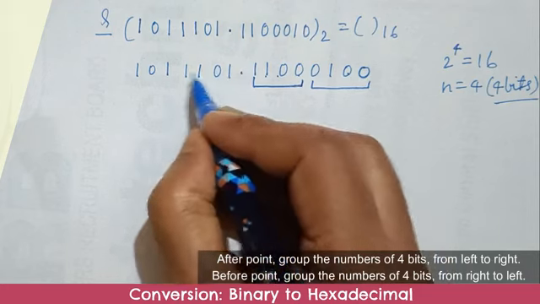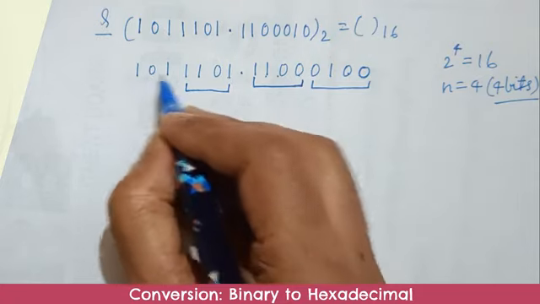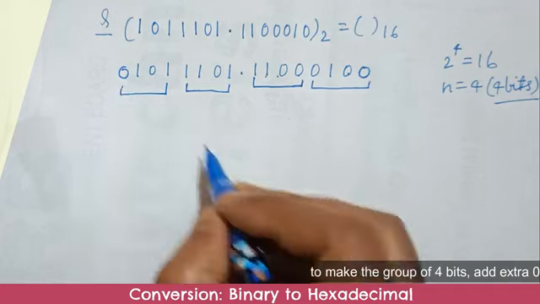Now, here in the integral part, just before the point, group the number in 4 bits, starting from right to left direction. Still 1 bit is missing. To make it a group of 4 bits, add an extra 0.